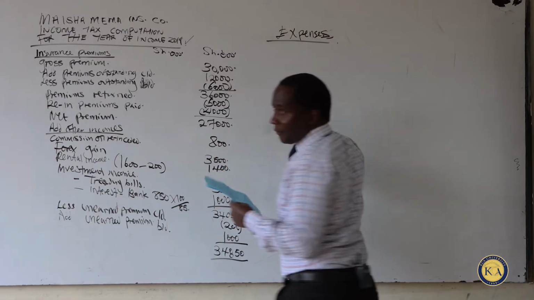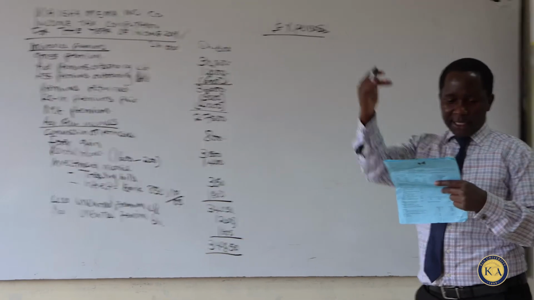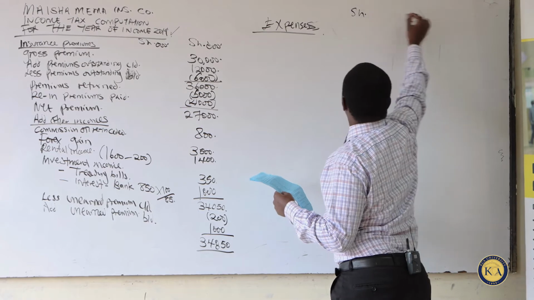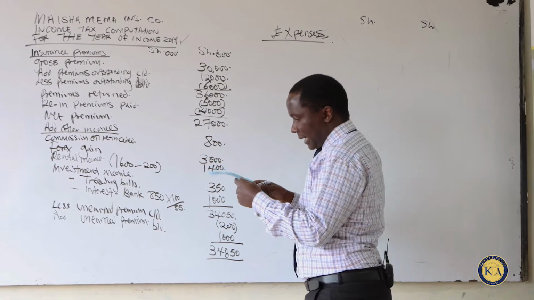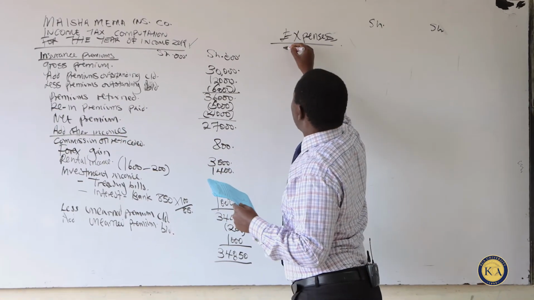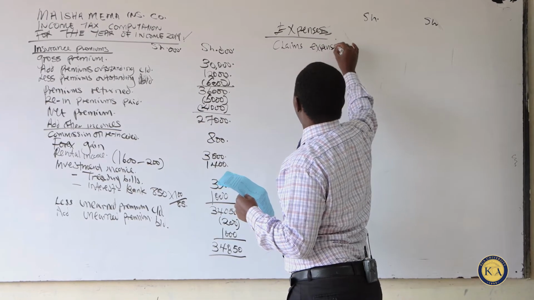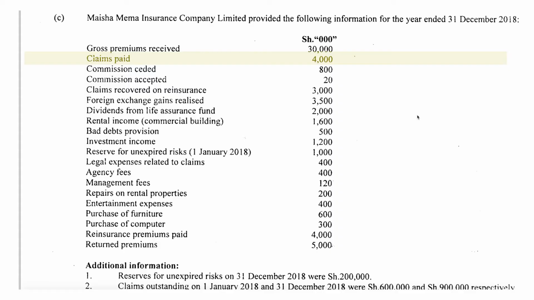Remember, we are using that format where we take the taxable incomes less allowable expenses. So our expenses here, we start with claims expense. Now, claims paid. Claims paid, let me look for it. Claims paid is 4 million.